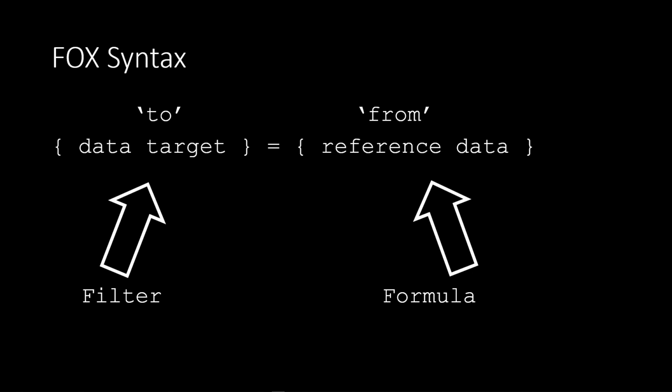Remember that the values in the operation on the left-hand side of the equal sign must be in the filter, and the operation on the right-hand side of the equal sign in the reference data. This roughly corresponds to a "to" and a "from", where the reference data is typically the data that we read from, and the data target is the area that we write to.